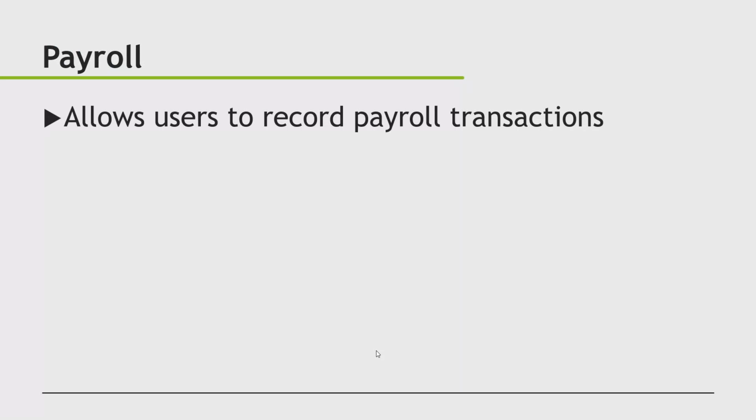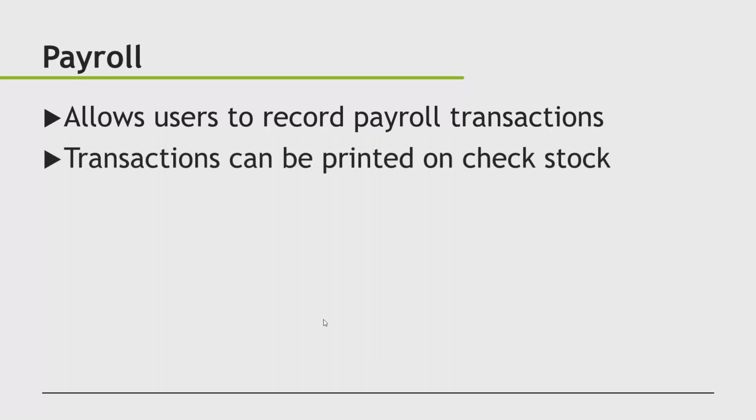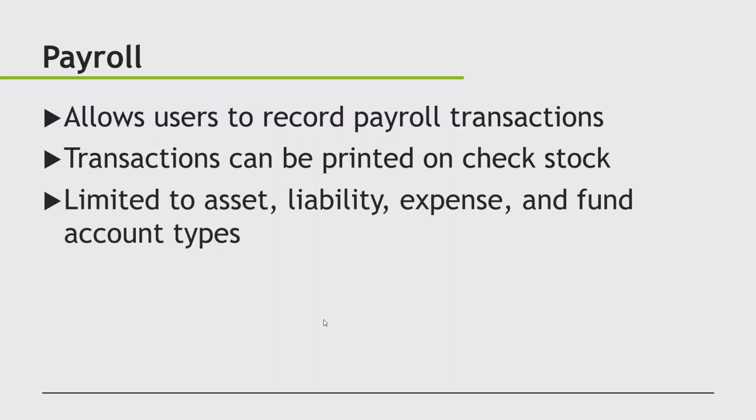One thing about payroll transactions is they may take form through a direct deposit. They may take the form of a check. However, when you enter a payroll transaction, it will appear in the print queue, which means it can be printed on check stock. The types of accounts you can use in a payroll transaction are assets, of course, because that's the bank account you're pulling from, but then also liability, expense, and fund account types.